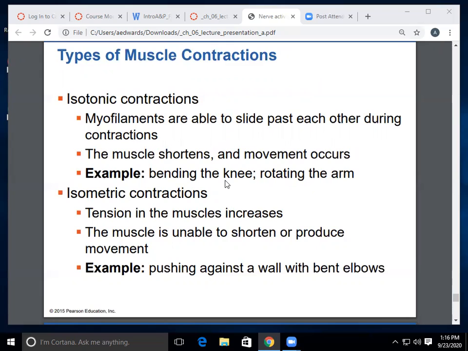If you have an isometric contraction, you get increased tension, but you're not able to shorten your muscle or produce any movement. If I'm moving my leg, you have isotonic contractions happening in the muscles. But if I push against the wall, I'm pushing force against the wall. I can feel it in my arm, but there's no movement. So that's isometric. Remember, iso is same, metric is distance, so same distance because there's no distance moved.